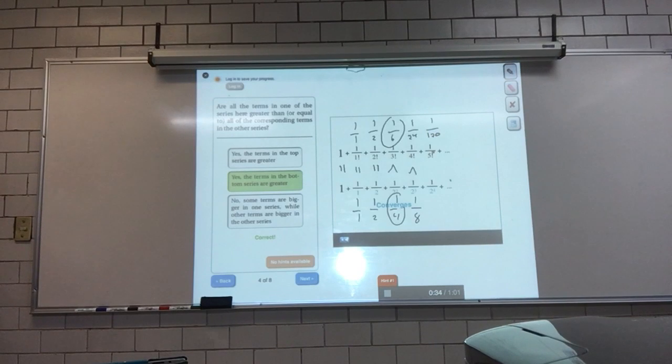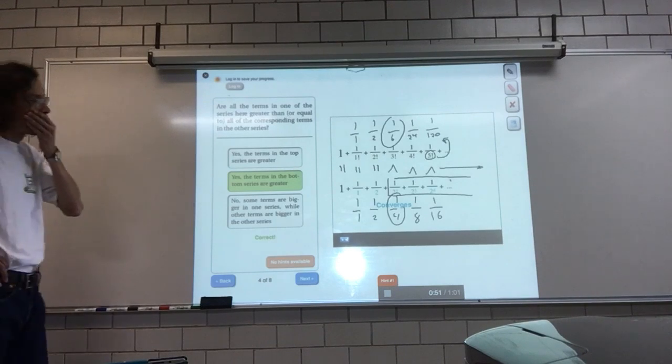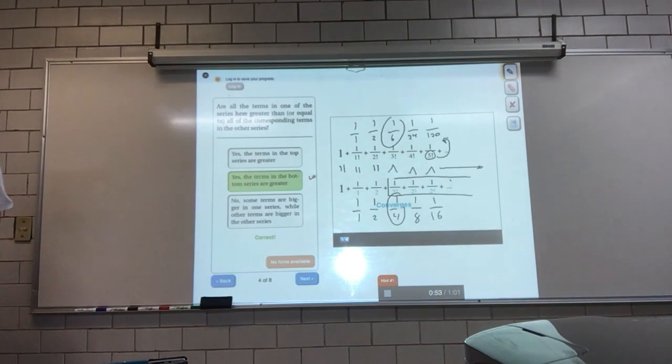Here, this is 1 over 120. 5 factorial is equal to 120. And this is 1 over 2 to the fourth. This is 1 over 16. So the first couple of terms are equal, equal, equal. But for all the later terms, the bottom series has the bigger terms. So when we say that the series on the bottom has the bigger terms, as with this answer here, it means that all the terms in the bottom series are greater than or equal to the terms in the top series.